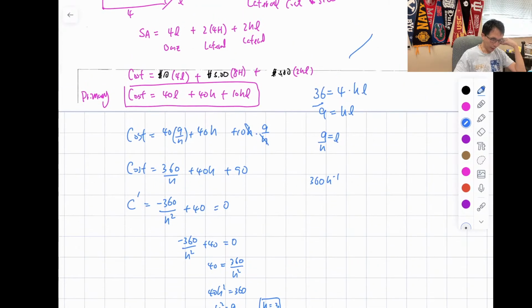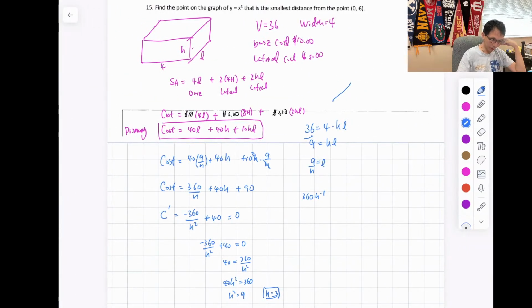And once you figure out 3, you can plug into the secondary. So 9 over 3 equal to L. L is equal to 3. So it'd be 3 by 3 by 4. Is that okay? And that was the final box.